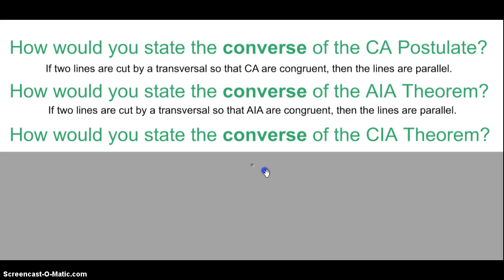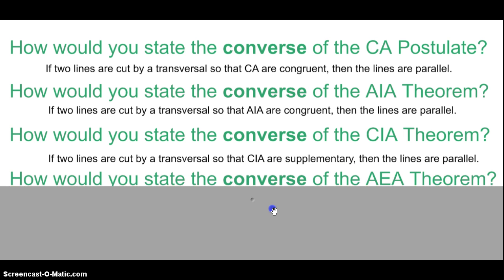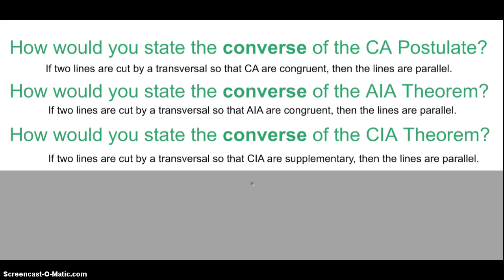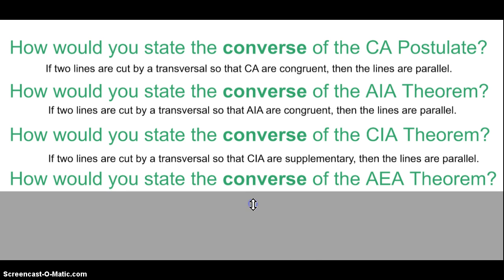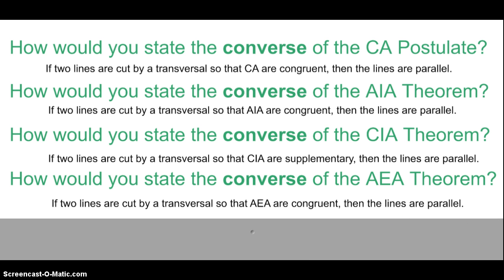Okay, how about the converse of the consecutive interior angle theorem? You should have written, if two lines are cut by a transversal so that consecutive interior angles are supplementary, then the lines are parallel. And lastly, we have the alternate exterior angle theorem. Write the converse in your notebooks. You should have written, if two lines are cut by a transversal so that alternate exterior angles are congruent, then the lines are parallel.